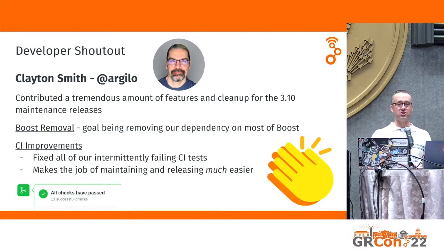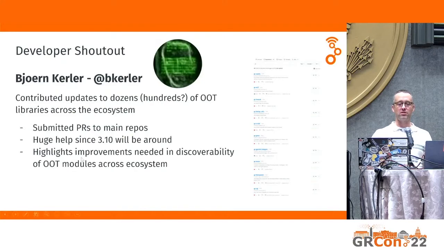All right, so another shout out is Bjorn Curler. I haven't met Bjorn personally, I don't believe he's here, but he took it upon himself to update out-of-tree modules across the entire ecosystem. I don't know what the final number was, but I know it's dozens, perhaps hundreds of out-of-tree modules, creating forks of these, updating them, submitting PRs back to the main branches. And since 3.10 is going to be around for a long time, this is a great help to the community.